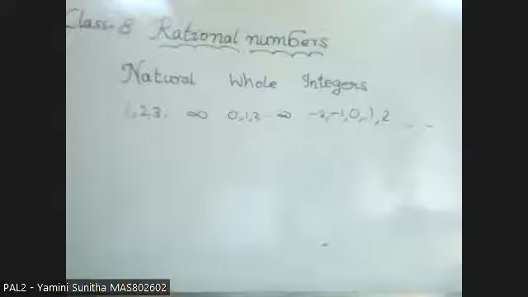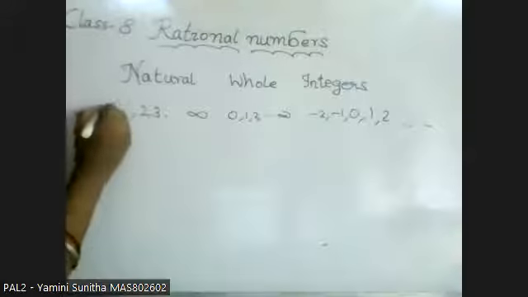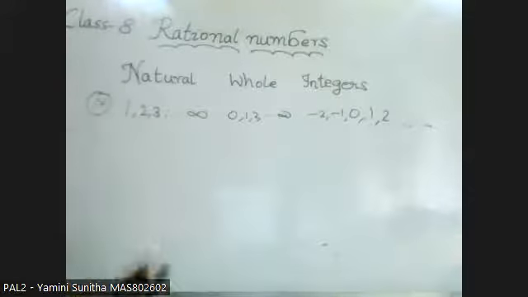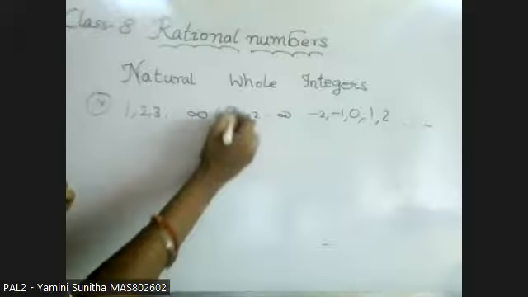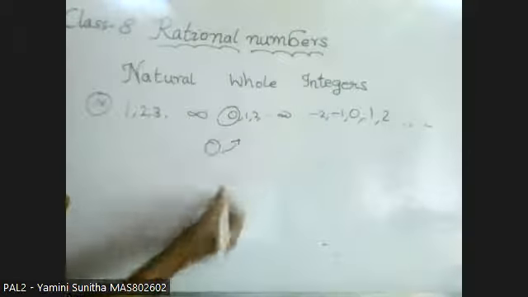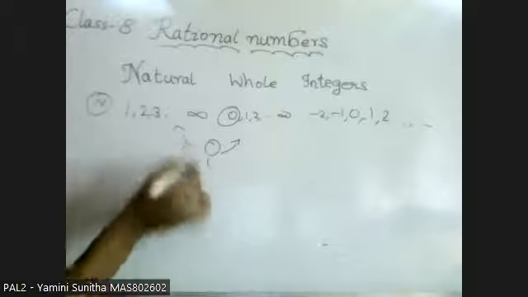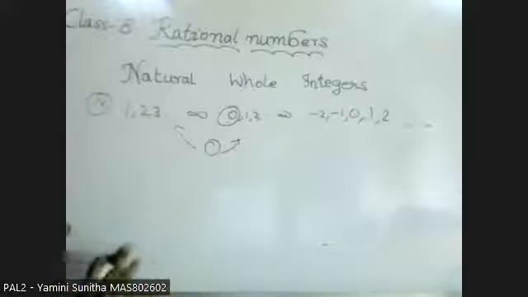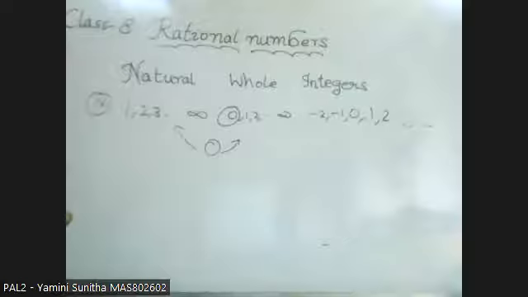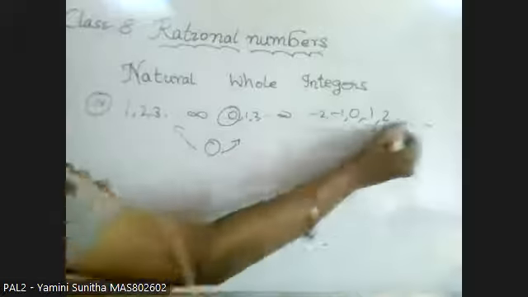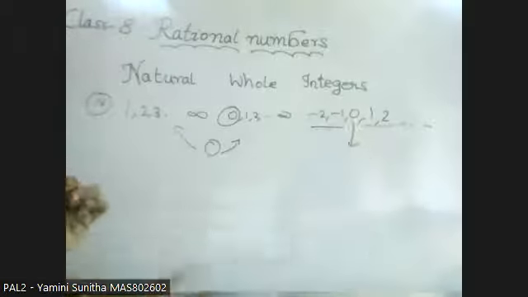Natural numbers are represented by the letter N, and we know 1, 2, 3 up to infinity. The difference between natural numbers and whole numbers is this 0. If 0 is present, it is a whole number. If 0 is absent, it is a natural number. That is the only difference. And what are integers? Integers are simple: positive numbers with negative numbers along with 0.